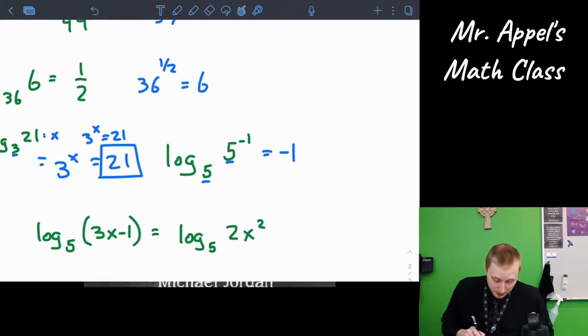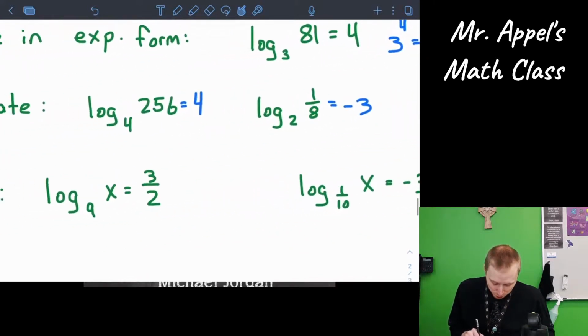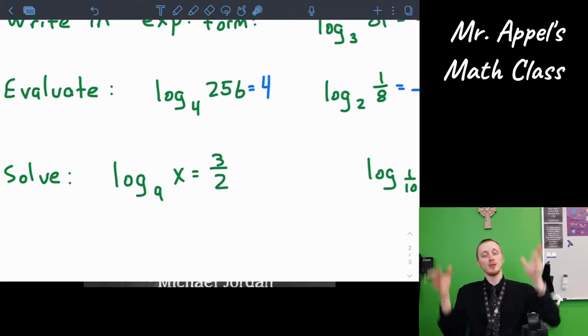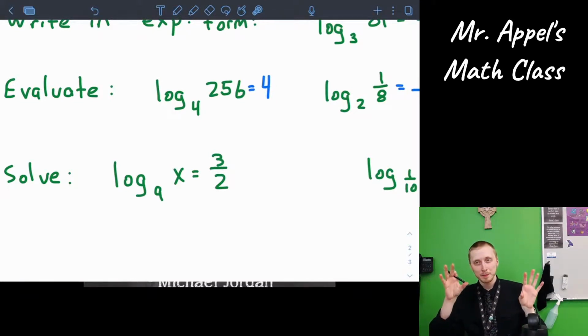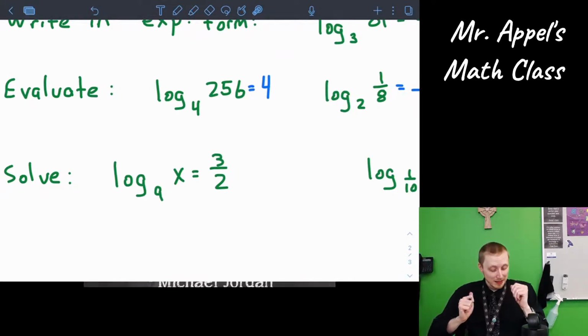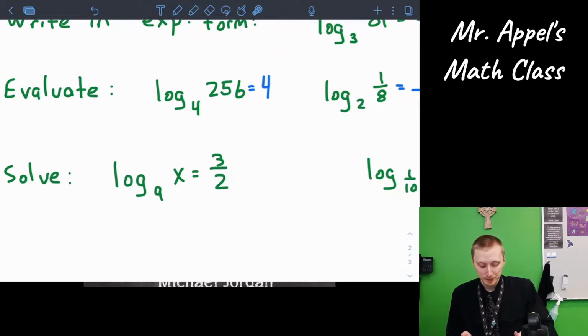Okay. And that brings us to our final rule here for solving log equations. Just like exponential equations, if you have the same base, you can set the exponents equal to each other. With logs, if you can find logs of the same base, you can set the arguments equal to each other. So let's take a look at this.